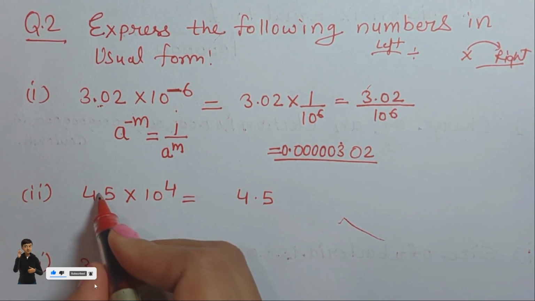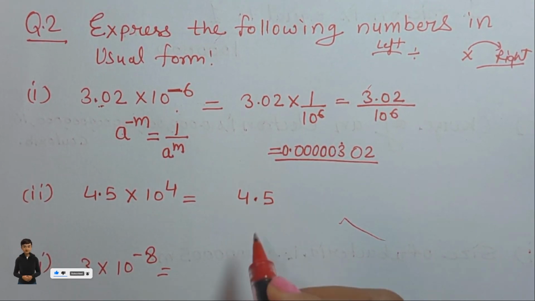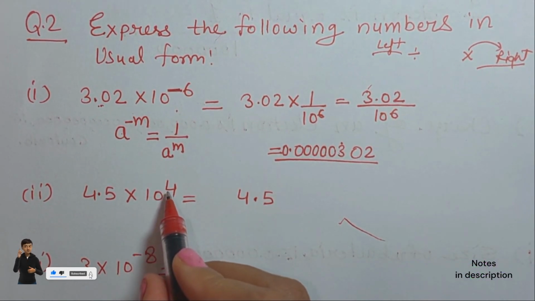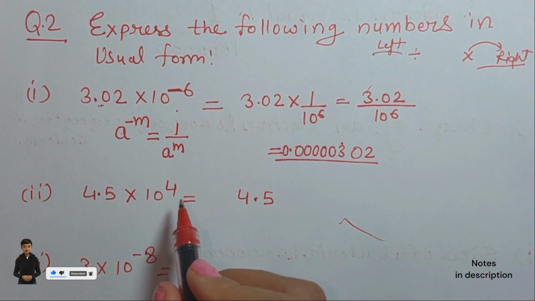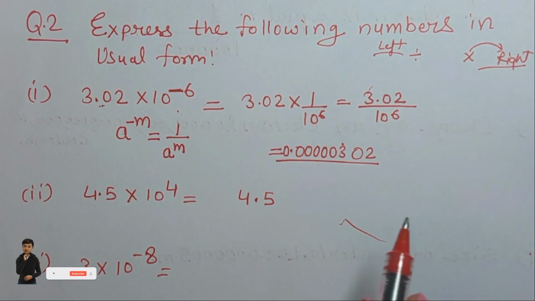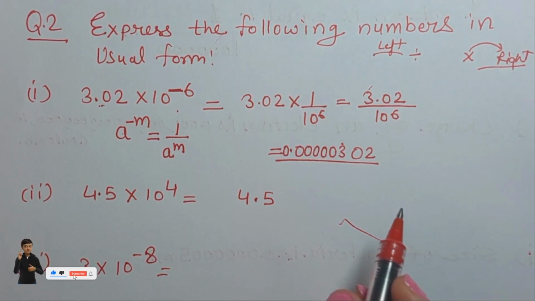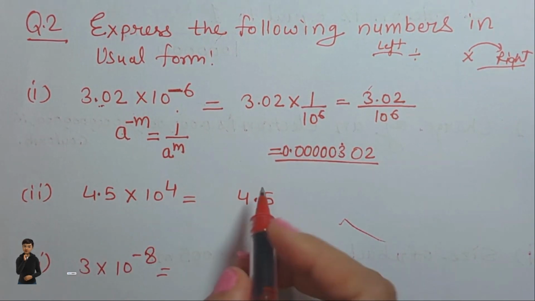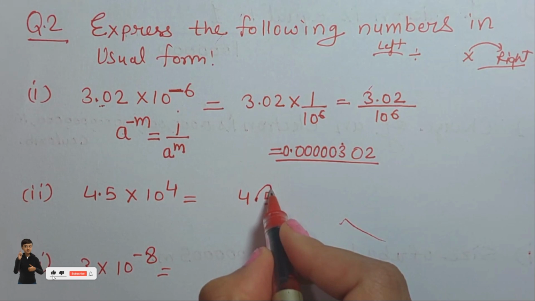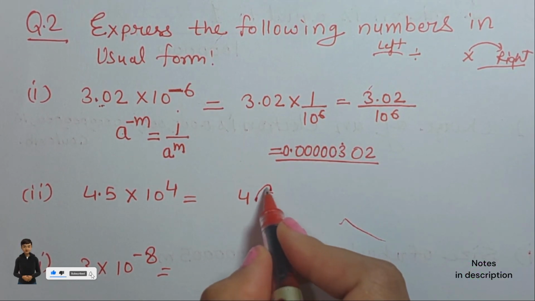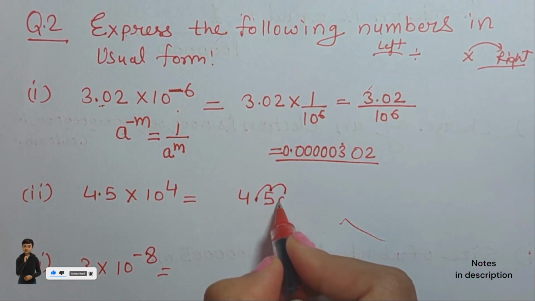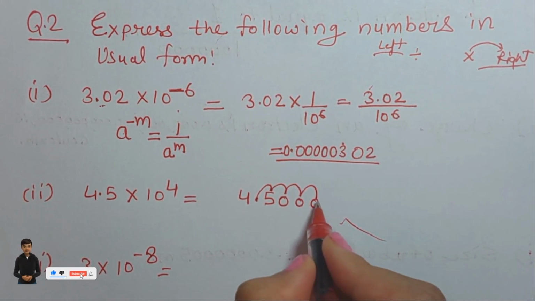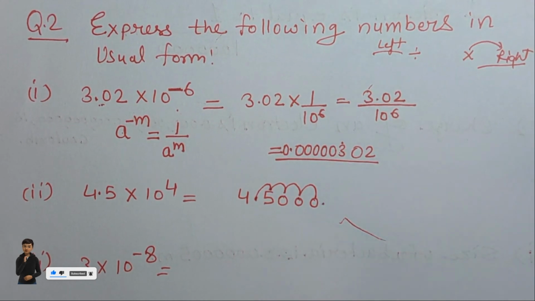Here power is 4 and point is here. Okay. And 10 raised to the power 4. And we know that in multiplication, or we can say if power is positive, then we will shift our decimal point to the right side. Okay, so point is here, 4 steps. So first step is 5. Okay, this is our first step. 1, 2, 3, 4. Okay, then our point will come here.